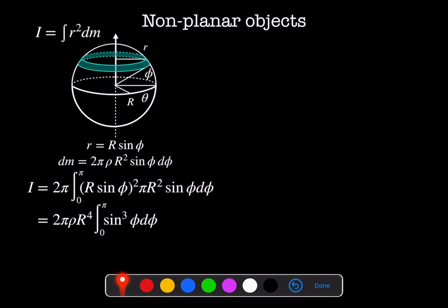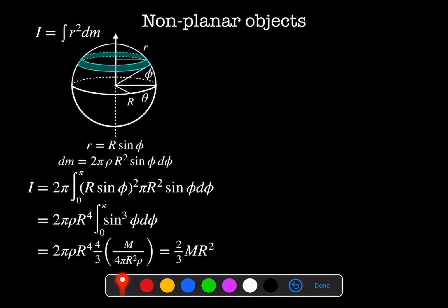We can gather terms. This is 2 pi rho r to the 4th times the integral from 0 to pi of sine cubed phi d phi. And this integral here just gives us 4/3. So if we want to re-express this in terms of m, the easiest thing to do is just multiply this by 1. So we've got mass divided by 4 pi r squared rho, and we end up with our total moment of inertia being 2/3 mr squared.